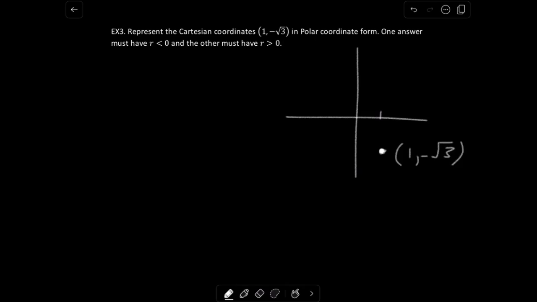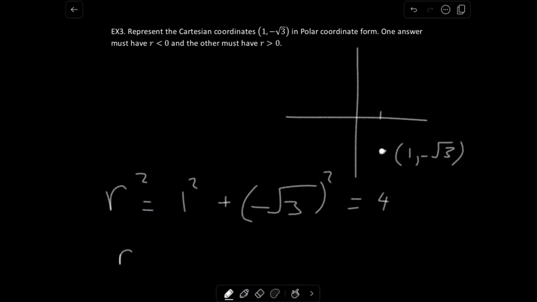Now let's apply the formula. So let's start off with r. So r squared is equal to x squared plus y squared. That's 1 squared plus negative root 3 squared. That's going to be 1 plus positive 3. That's 4. So r is equal to the plus minus square root of 4. That's equal to plus minus 2. Great. Now we have a positive r and we have a negative r. Let's deal with our angle.